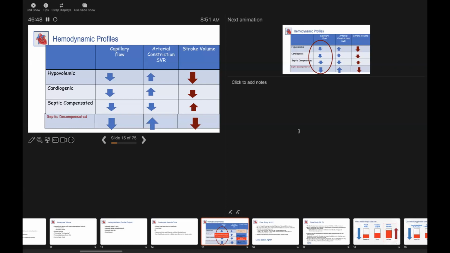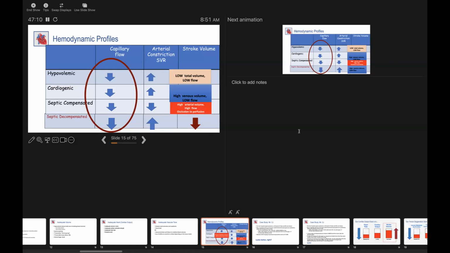Does that make sense? You feeling pretty good about all things shock right now? All right, awesome. That's really important. Thank you. So remember, they all share that capillary flow. When we talk about hypovolemic shock, low total volume, low flow. Cardiogenic shock, high venous volume, low flow. Compensated sepsis, high arterial volume, high flow, but down at the vascular level, we're altering perfusion. Decompensated sepsis, high venous volume, low flow. Exactly the same as cardiogenic shock.